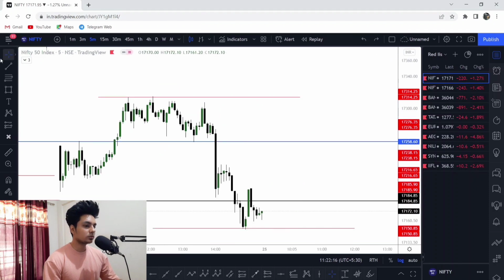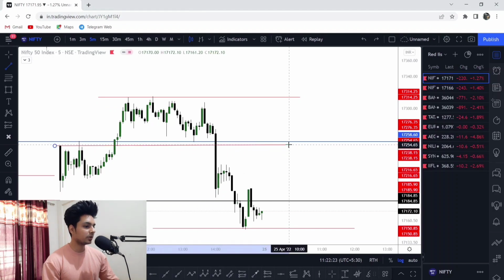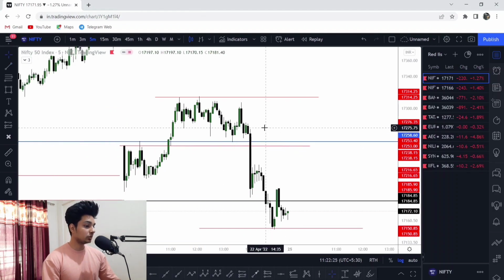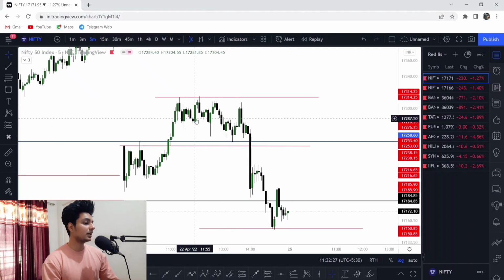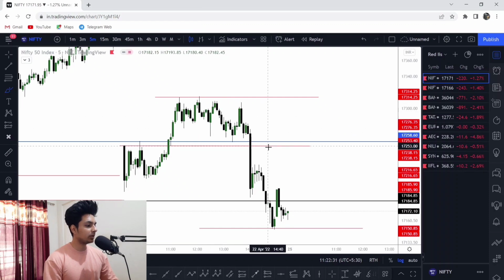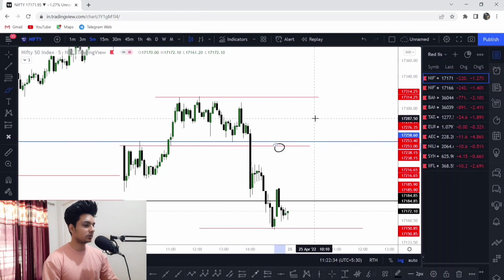Now if you see this, there was a downfall as well. The opening price remains the same. Okay, the opening price remains the same. Now any accumulation above the opening price is something that I would not prefer to take trades on. I need the price to accumulate below the opening price.